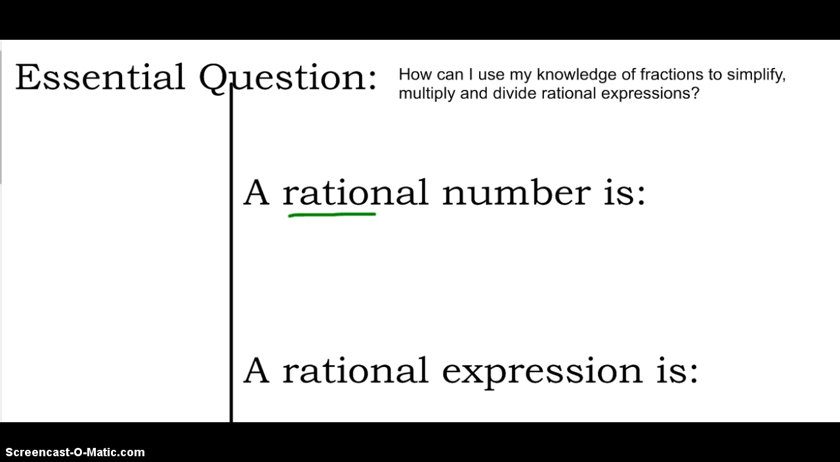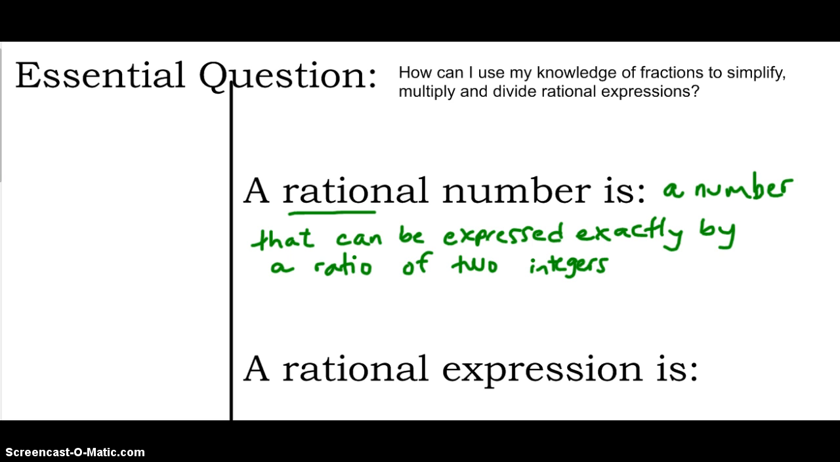And we're going to use the root word of that to help us remember. A ratio is a good key point to remember to help us know about a rational number. A rational number is a number that can be expressed exactly by a ratio of two integers. So again, a rational number is a number that can be expressed exactly by the ratio of two integers.